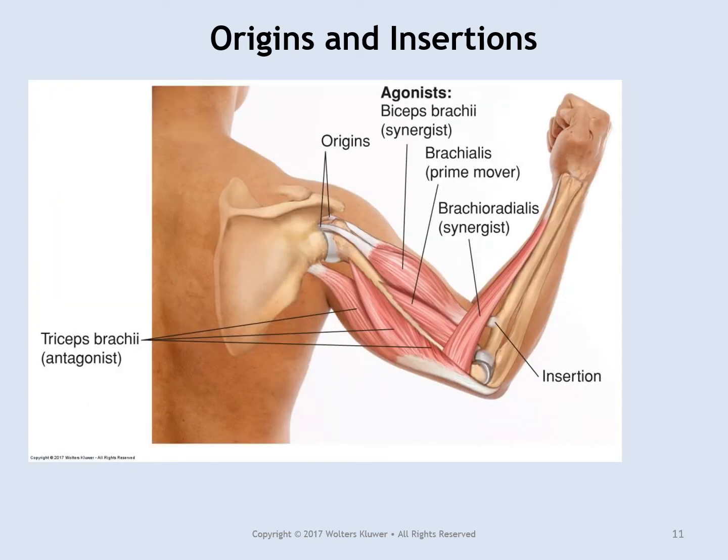So as I mentioned earlier, in this case, when the hand is being moved towards the body, or you're flexing your arm, the bicep is the prime mover, with the synergist being the brachialis right there, and then the triceps is the antagonist.